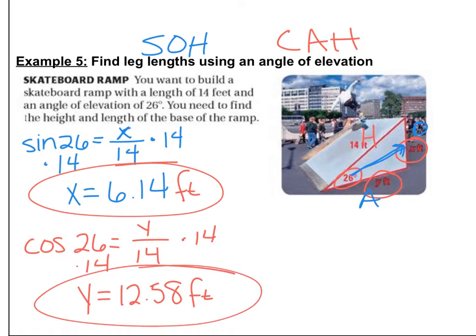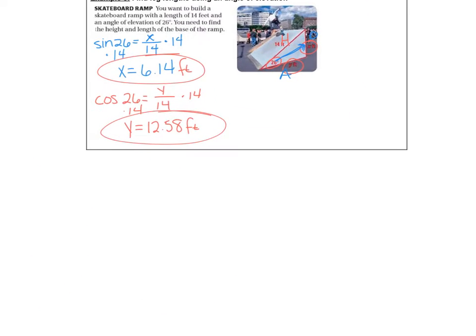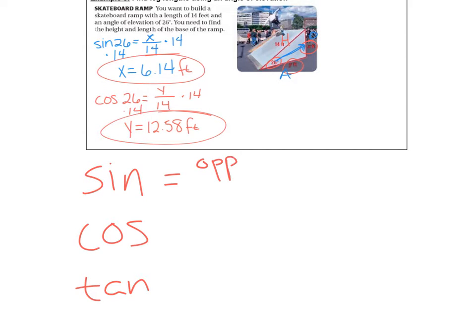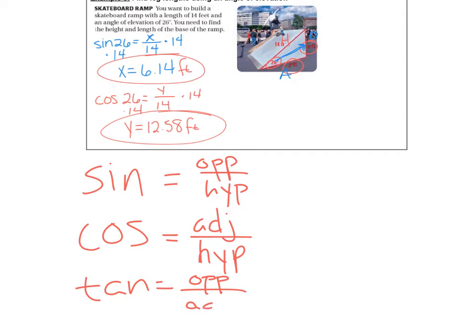Okay, so now you have learned all three trigonometric functions, remembering that it is sine, cosine, and tangent. Sine is opposite over hypotenuse. Cosine is adjacent over hypotenuse. And tangent is opposite over adjacent. With these three trigonometric functions, you can figure out any of the three sides of a given right triangle, as long as you have one of them and an angle.